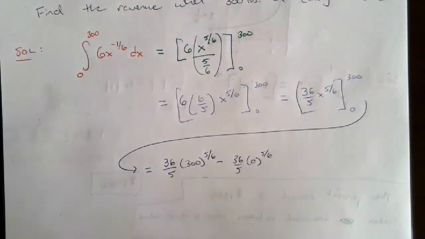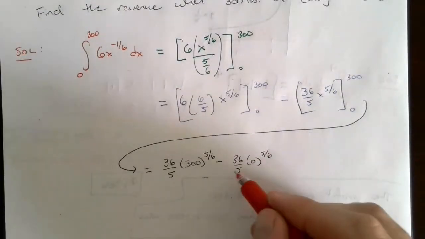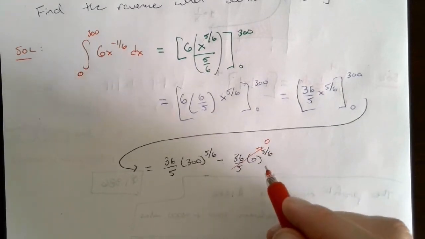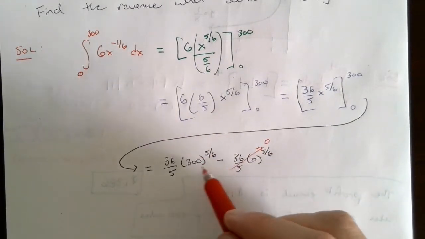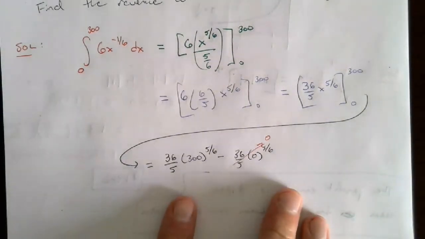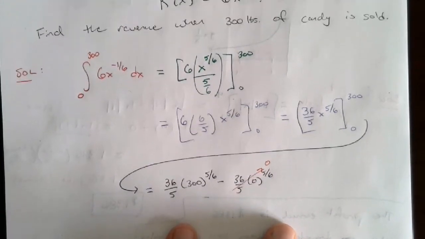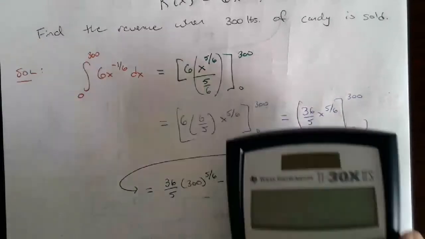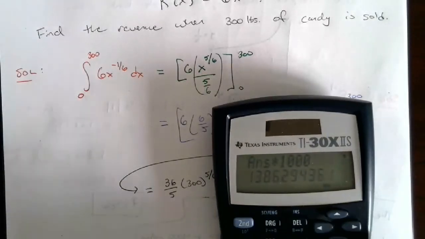Well, 0 to the 5/6 is going to be 0. This whole last term will then become 0. So we really just got 36/5 times 300 to the 5/6. Now, this isn't going to come out nice, and that would be an exact answer, but because we're trying to find the revenue with 300 pounds of candy sold, we're talking about money here. Let's approximate that, and we'll use 2 decimal places.